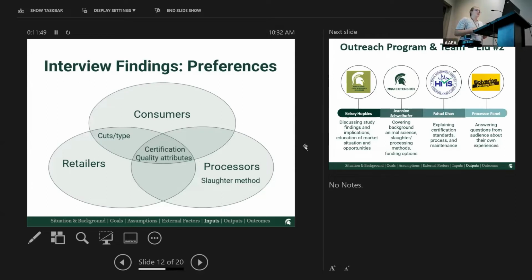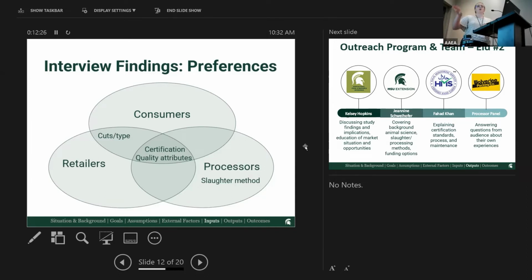Now, as for preferences, consumers would love to see more cuts and types of meat available to them. Right now, the majority of certified products on the market are fresh cuts by and large. You have some frozen products available, and some retailers will have deli meat, things like that, but in general, not very accessible. Retailers, of course, would like to be able to supply those products to make some money. And processors have strong motivations and preferences for the hand slaughter method over the machine slaughter. They feel that it's more in line with their religious beliefs and that it's the more ethically responsible method.